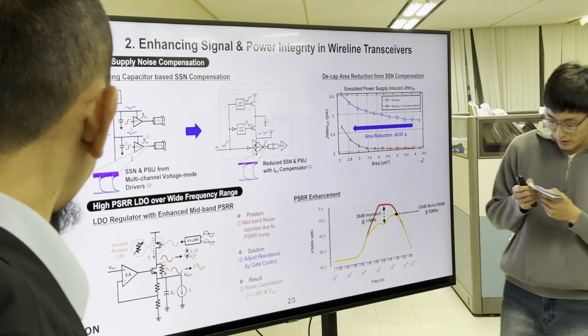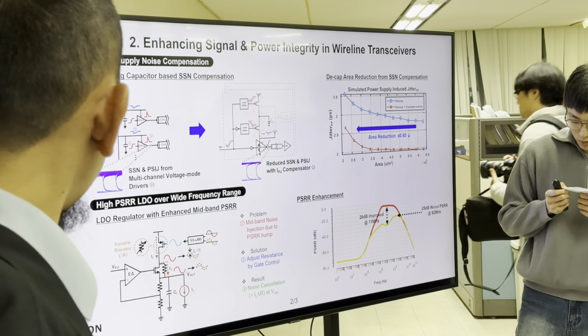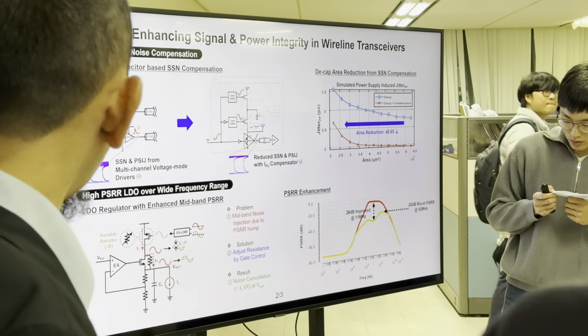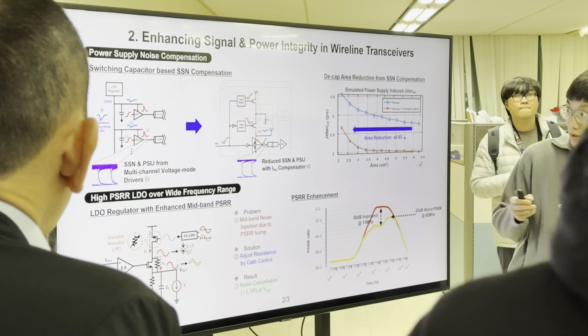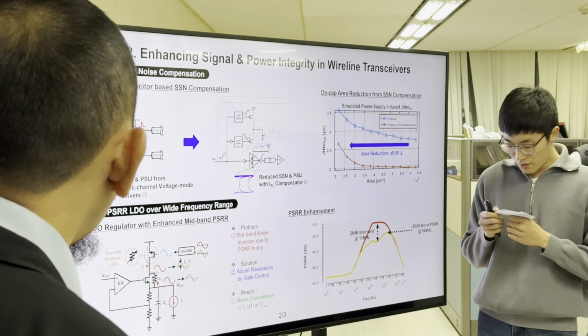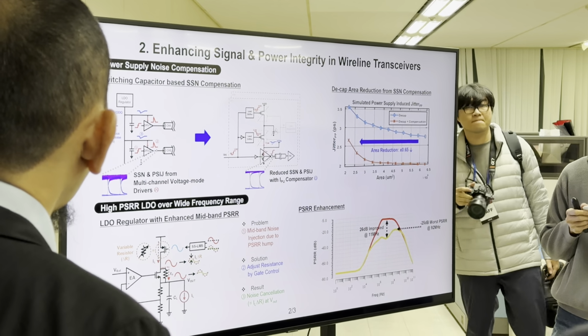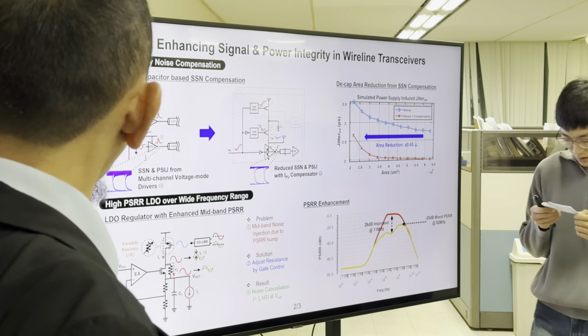In addition to our research on wireline transmitters and receivers, we are also investigating techniques to mitigate the noise in the power distribution network and the resulting jitter. Our third research topic focuses on compensating for simultaneous switching noise in HBM and wide I/O interfaces.